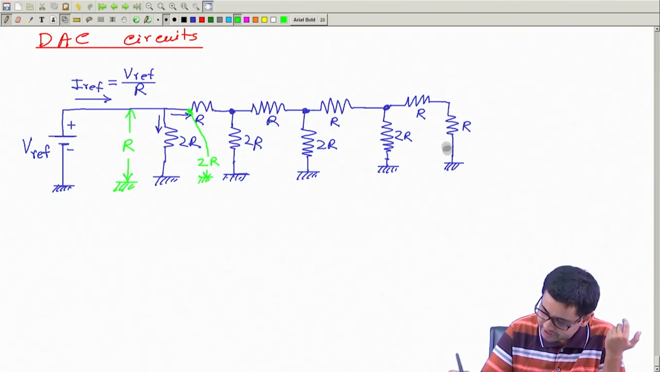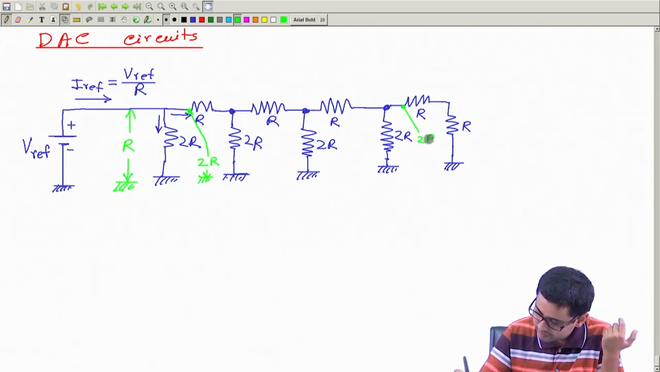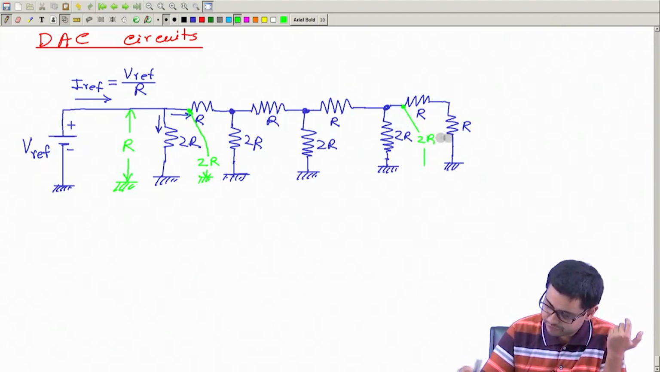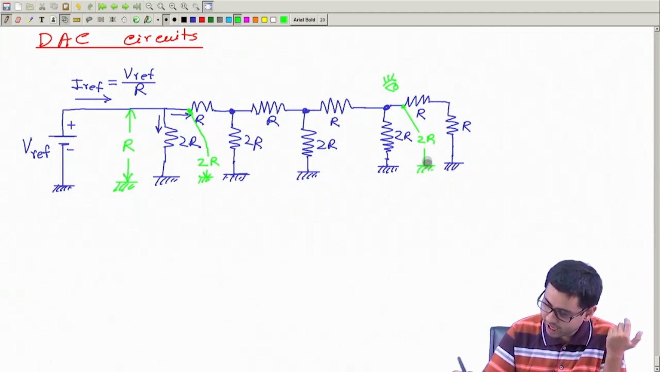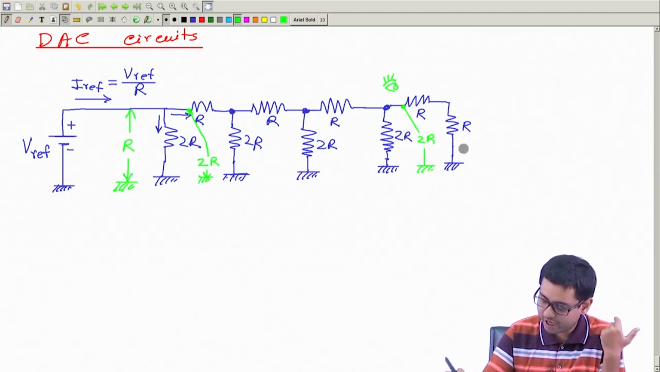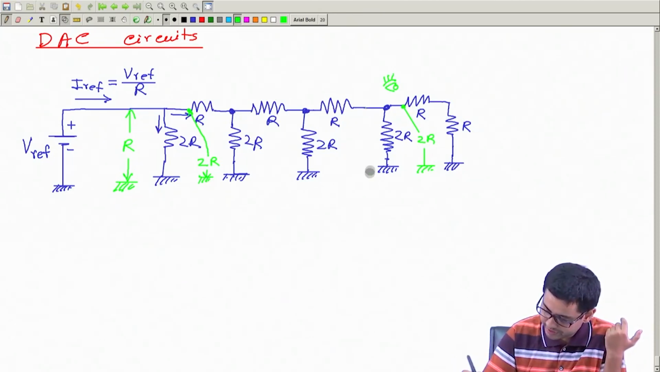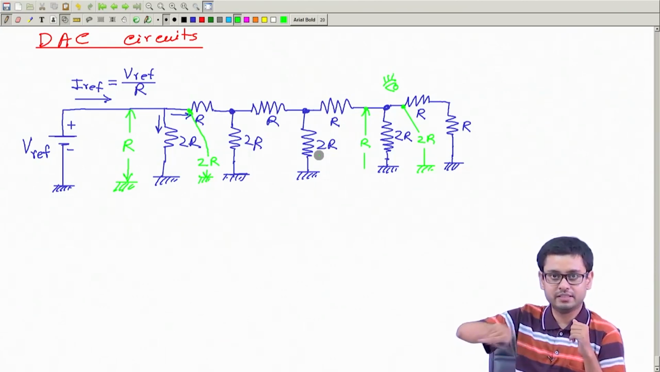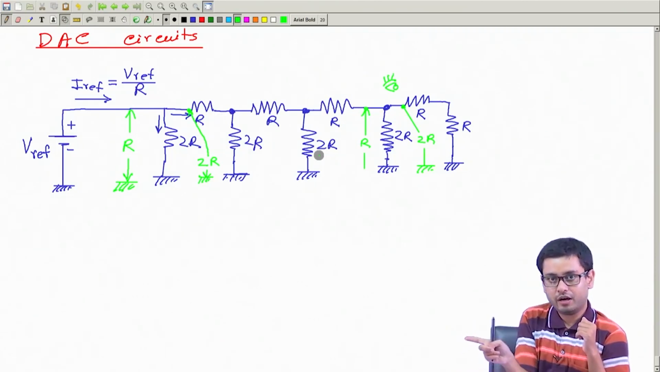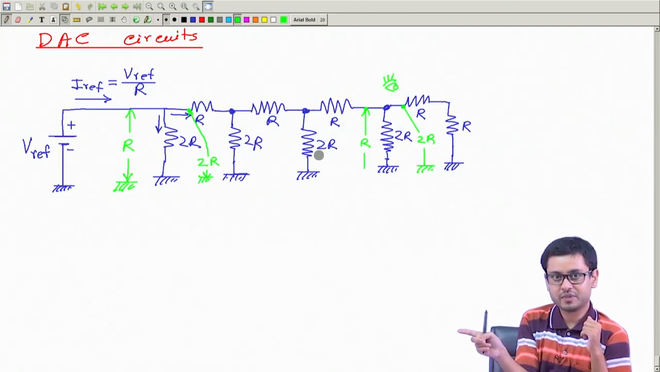Now, let me just do it once again. You see, between this point and ground, as seen from the left side, the total resistance is R plus R, 2R. Similarly, between this point and this point, it will be 2R parallel 2R, which is R. Again, as seen from the left side, in the direction of my finger.